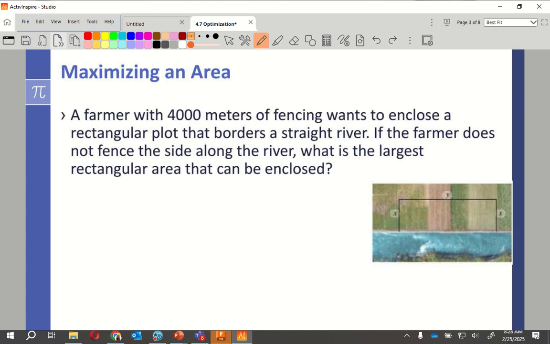A farmer with 4,000 meters of fencing wants to enclose a rectangular plot that borders a straight river. If the farmer does not fence the side along the river, what is the largest rectangular area that can be enclosed? Okay, so now let's go through it. What is my end goal? My area, right? I need to maximize my area.